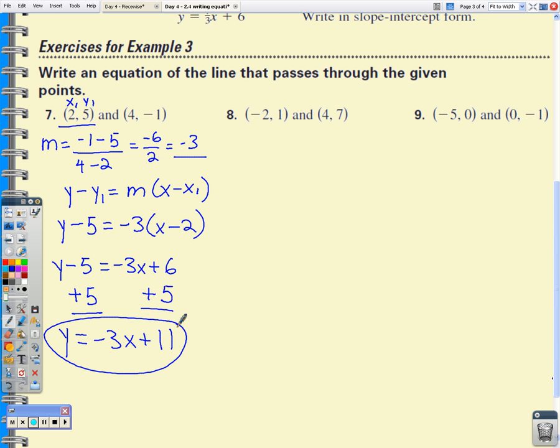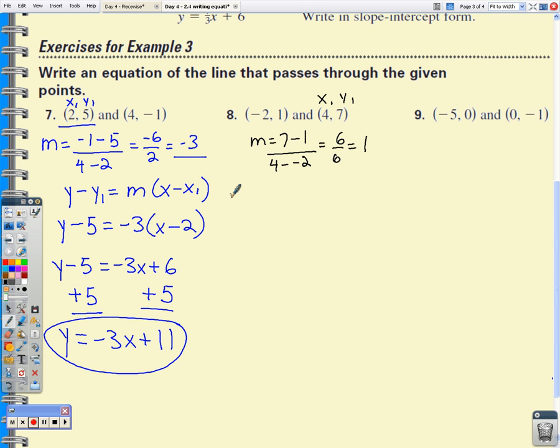Okay. Let's take a look at number 8. Again, we need to find the slope. So we're going to say m equals 7 minus 1 over 4 minus negative 2, which gives us 6 over 6, which is 1. I'm going to use the second point because I like my point to have all positive numbers. I think it makes it easier. It's up to you though. You'll get the same answer no matter what point you use.